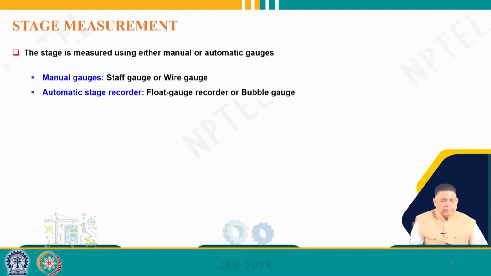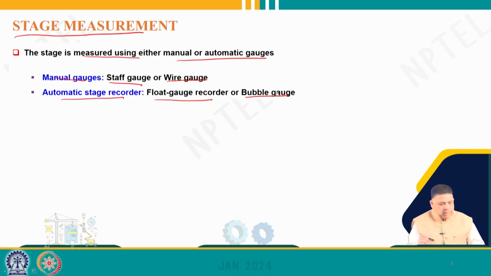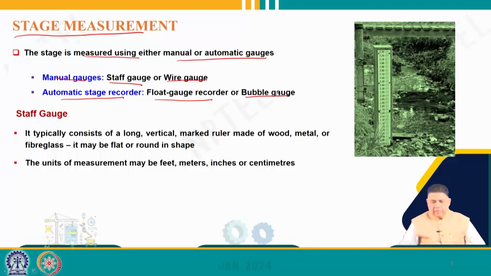Now, as we have seen that stage measurement is a major activity in case of stream flow measurement, and the stage could be measured using either manual or automatic gauges. The manual gauges could be of staff gauge type or wire gauge, whereas automatic stage recorder could be float gauge recorder or bubble gauge, and we will see one by one.